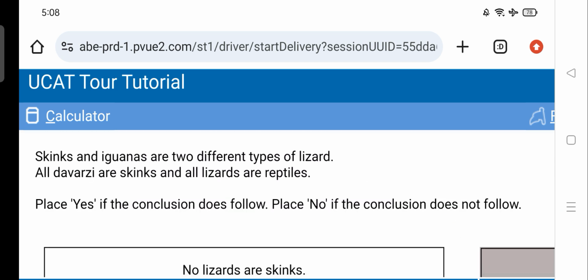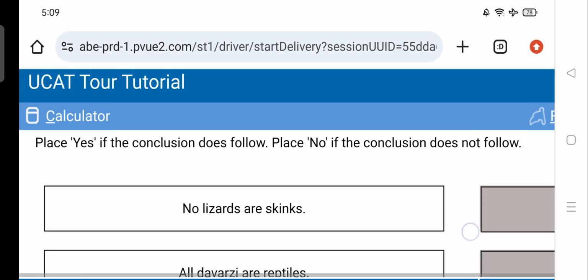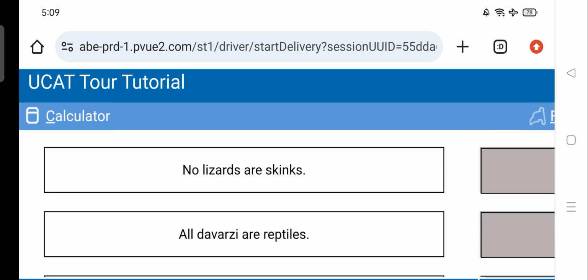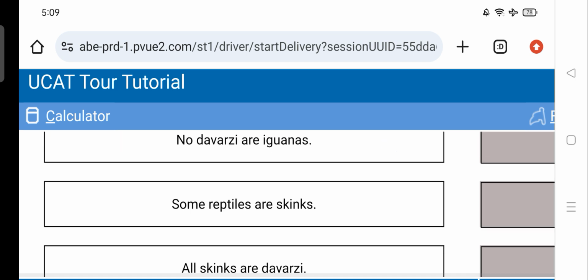So here we have two statements given. Now you have to read all the options that we have here. First one is no lizards are skinks. Second, all dwarfs are reptiles. Third one is no dwarfs are iguanas. Some reptiles are skinks. And the last option is all skinks are dwarfs.